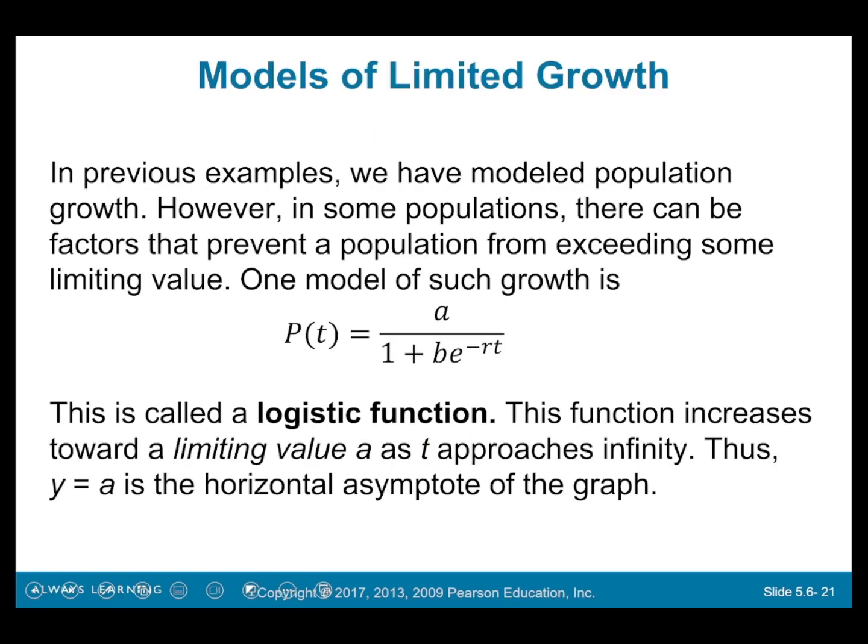On to the next one. We also may have some population models that are limited in their growth, and we'll see an example of this as well. Problems where there's going to be a limiting value look like this: P of t equals a over 1 plus b e to the rt. Here a is a number and b is some number. These are what we call logistic functions, and you'll see exactly what they look like. We end up with a horizontal asymptote at our value y equals a.